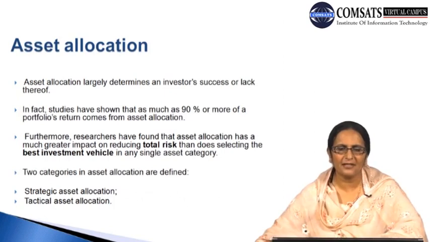Asset allocation largely determines the investor's success or lack thereof. Studies have shown that 90% or more of portfolio returns come from asset allocation, and researchers found that asset allocation has a greater impact on reducing total risk than selecting the best investment vehicle in a single asset category. There are two categories of asset allocation.